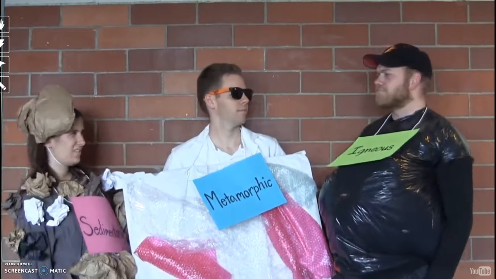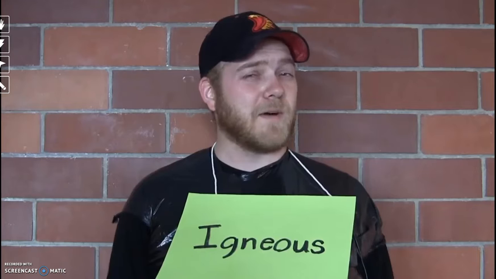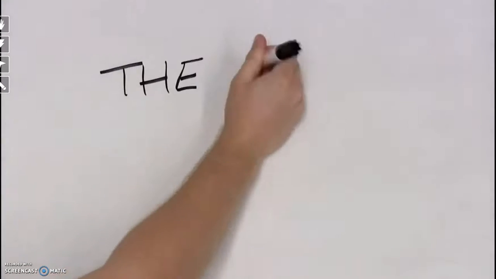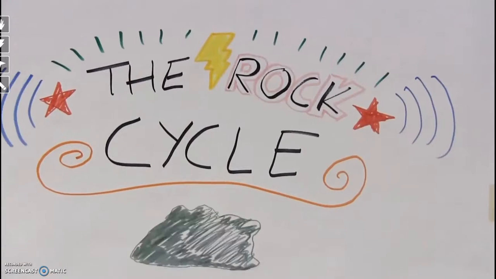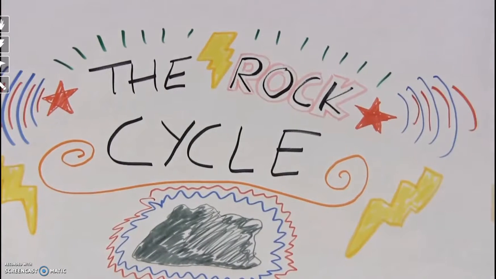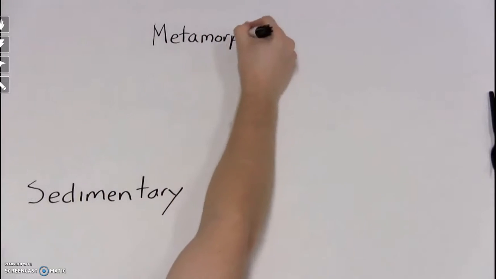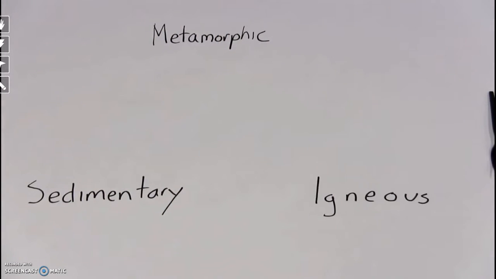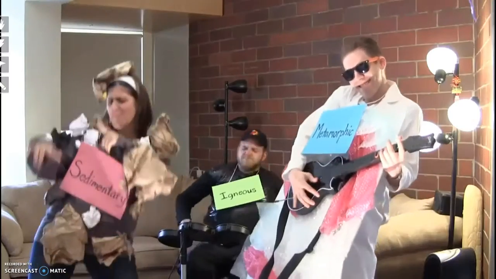The coolest thing about rocks is that each one has the ability to change into the other kind. How is that possible? Sedimentary, metamorphic, and igneous rocks change into each other in a process we call the rock cycle.